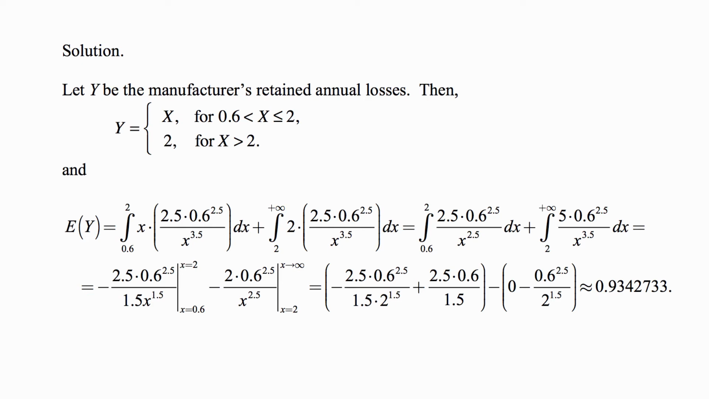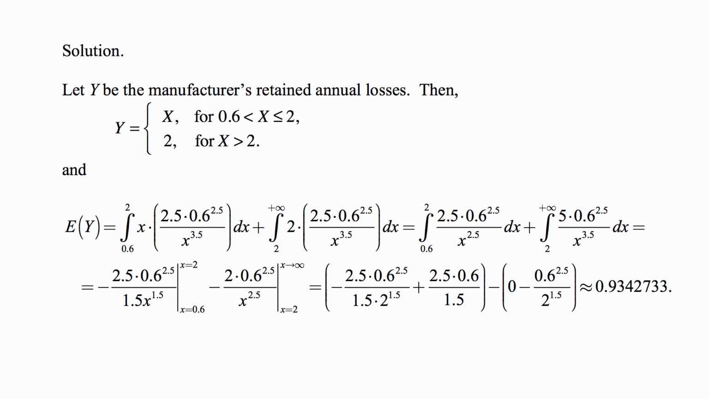And then for the second integral, that would be minus 1 over 2.5 times x to the negative 2.5. But of course, 5 divided by 2.5 is just 2. That's where we get that, times 0.6 to the power 2.5. And we evaluate the first integral from 0.6 to 2 and the second one from 2 to plus infinity.